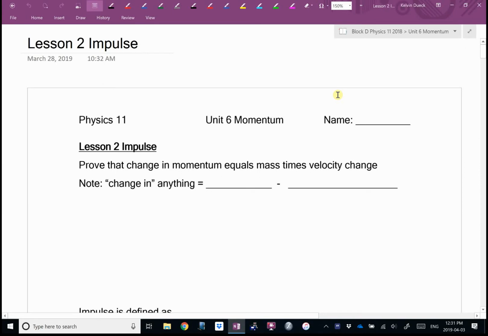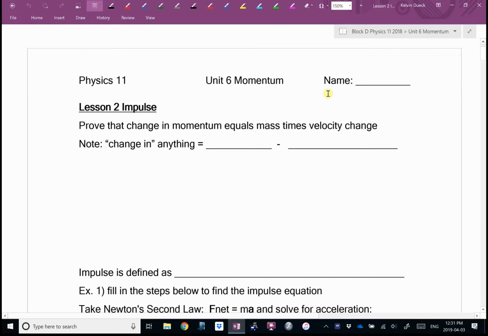So I'm starting out with a proof. It says prove that change in momentum equals mass times velocity change. First of all, we have to define what we mean by change in. There is a chance you might know this already.